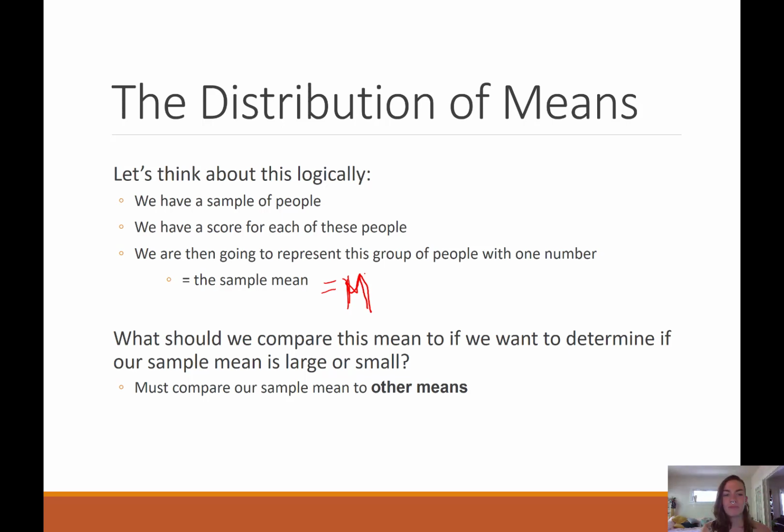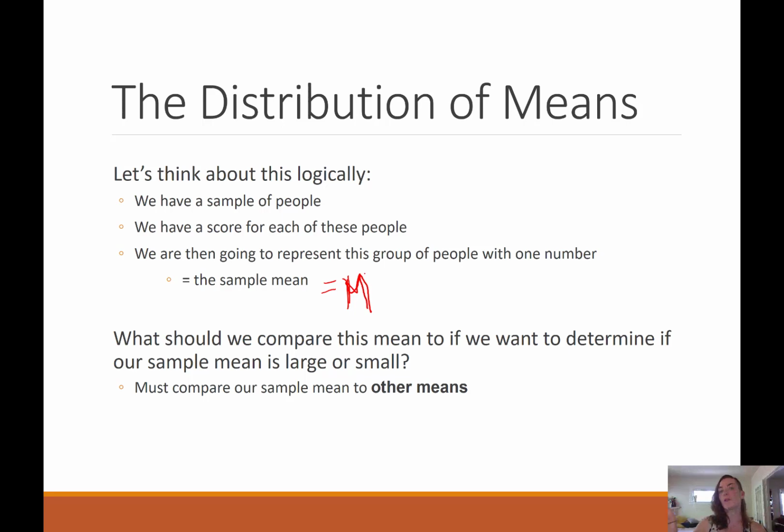If I want to compare that mean to something else in the population, what would it be reasonable for me to compare my mean to? If I want to know if my sample mean is large or small relative to the population, I can't compare my mean to a distribution of scores. Okay? Notice there would be a discrepancy there. I have a sample mean. I don't want to compare my mean to individual scores. Instead, I would like to compare my mean to other sample means.